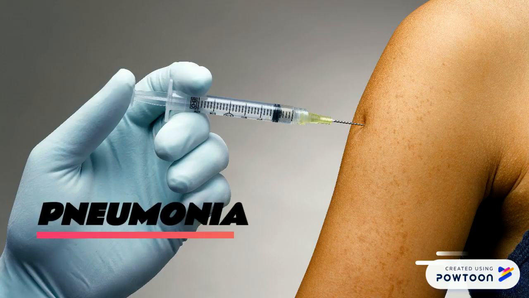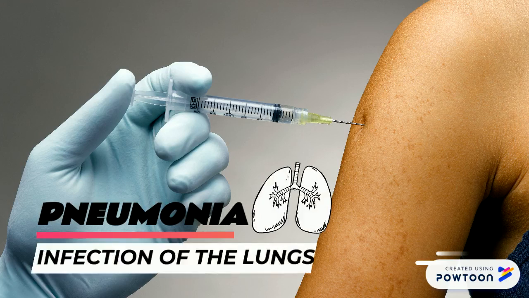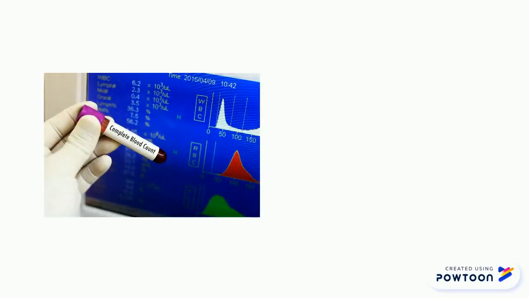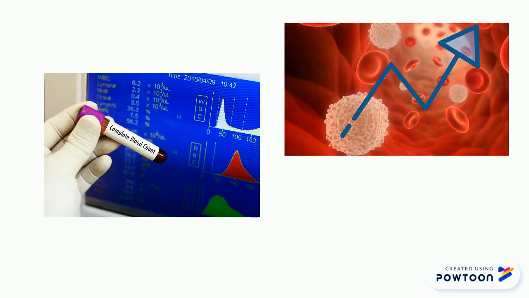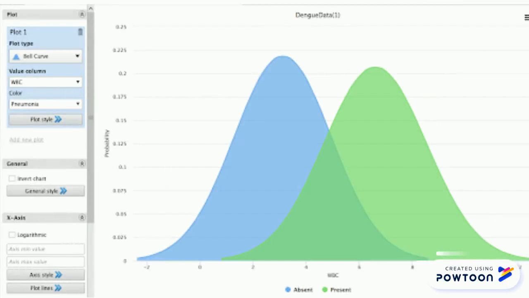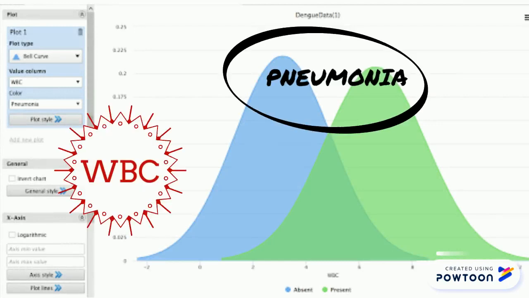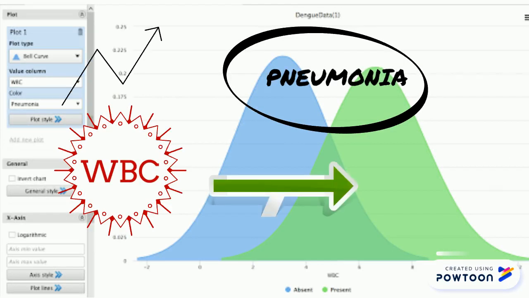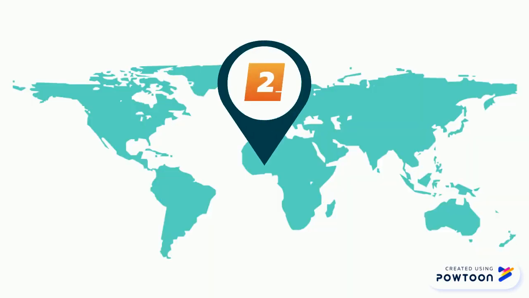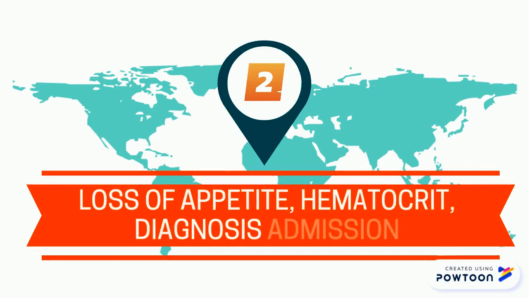Pneumonia is a serious illness, an infection of the lungs that affects people of any age, but most especially young children or infants and old people. This can be measured by complete blood cell count or CBC, and an increase in white blood cell count (WBC) is an indication of bacterial infection or pneumonia. The graph shown above correlates the level of WBC to the chances of having pneumonia. It shows that as the levels of WBC go up, the probability of having pneumonia is also getting higher, starting from the 4 mark.